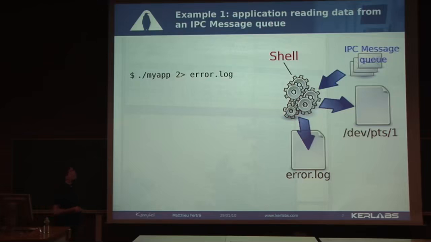Okay, our first example. This is an example of an application that reads data from an IPC message queue. So you start your application with the following command line. So you have your shell, then it creates some processes, maybe a multi-threaded process. And this process will read data from an IPC message queue and will write data in those files.